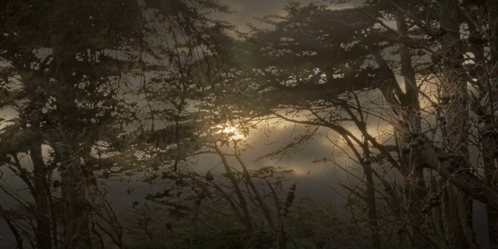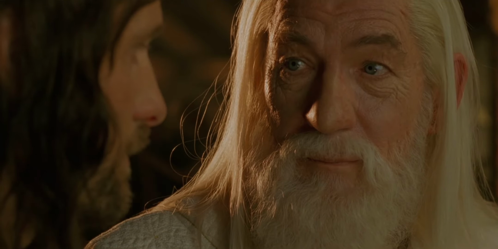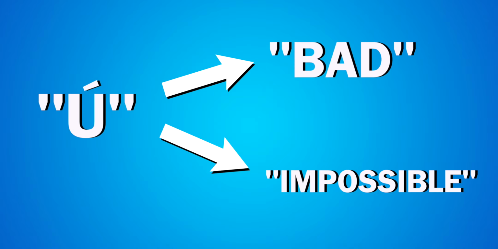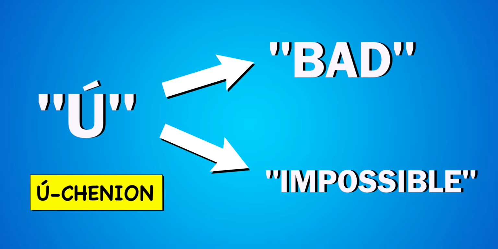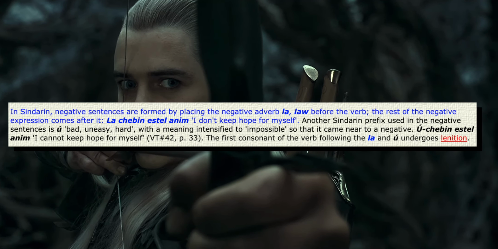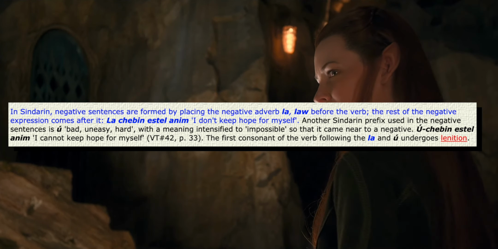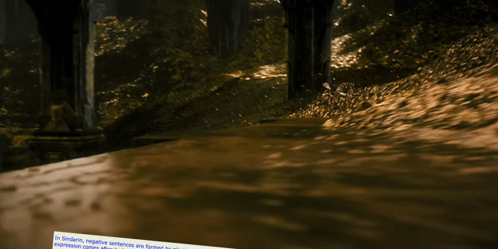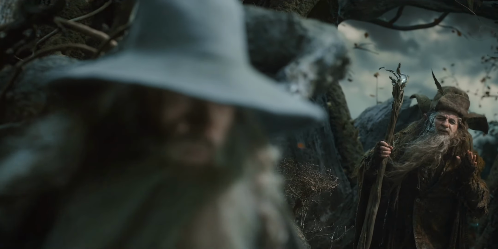There are two particles which can be placed before verbs to imply a negative meaning. The first one is our favorite "u", meaning bad or impossible, which you may know from "u-kenion", I don't understand. The other one is the adverb "la", which sometimes appears in the form "lao". You don't need to use a hyphen with this one. Mr. Derdziński gives us an example of "la kebin estelanim", I don't keep hope for myself. While there is a slight difference in the meaning of those two methods, you don't have to worry about it for now.